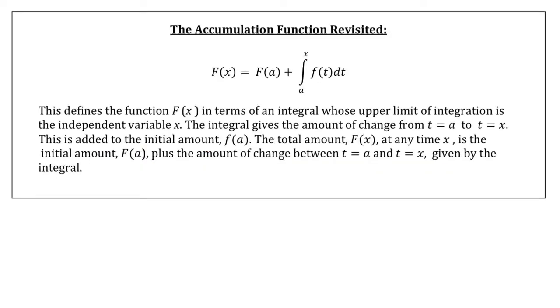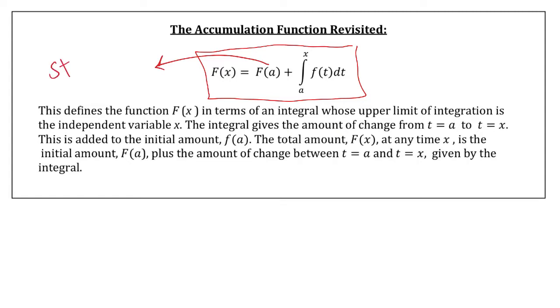So another way to write this is, your accumulation function will look something like this. F at A, that you're given here, that's going to be your starting amount. And that's usually given to you somewhere, somehow. And this portion here is what we'll be substituting in values for x. And we will be finding some bounded area again.